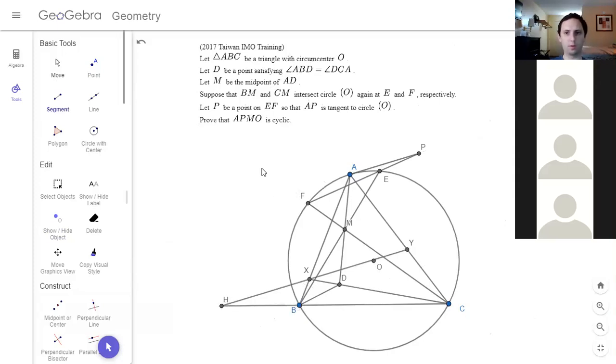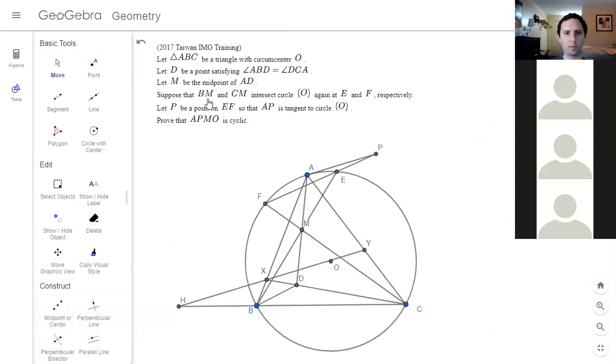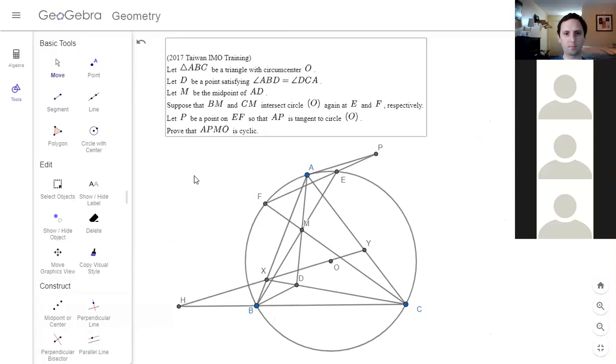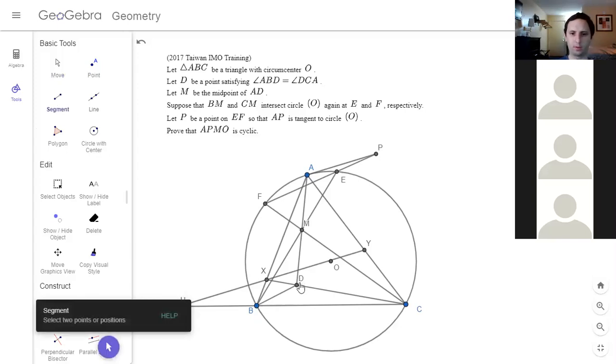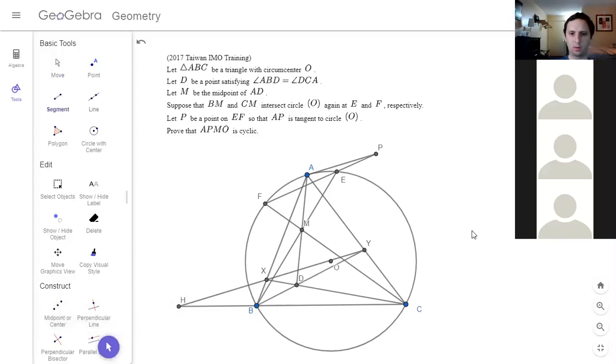All right. Firstly, I claim that BXYC is cyclic. Okay. Let's think about that. The angles are given. So yeah, that's obvious because those angles are equal. So BXYC is cyclic.